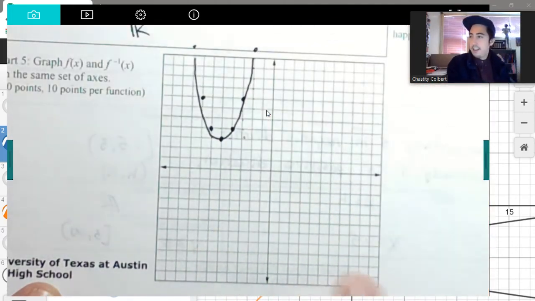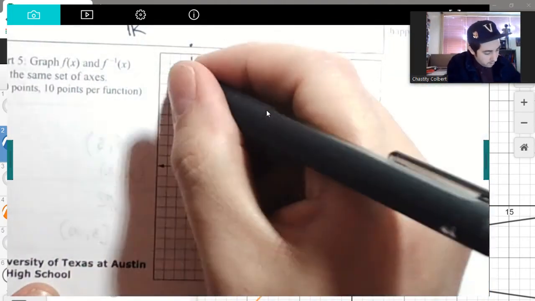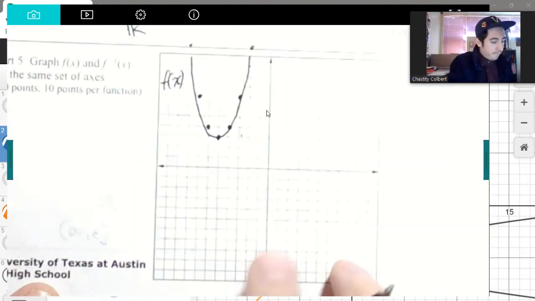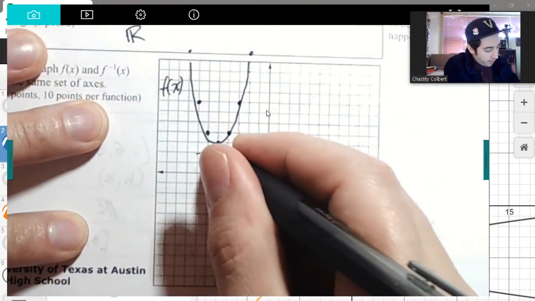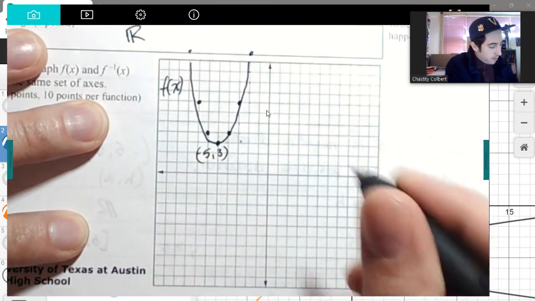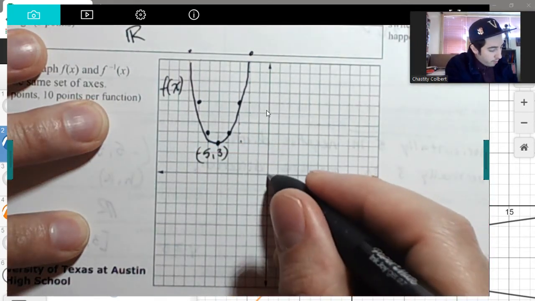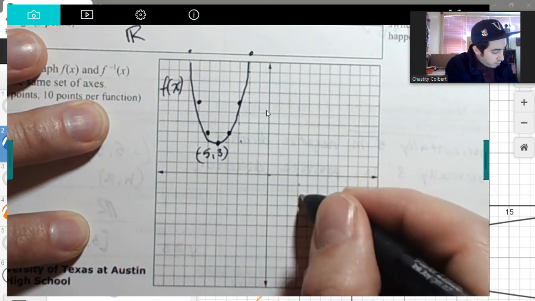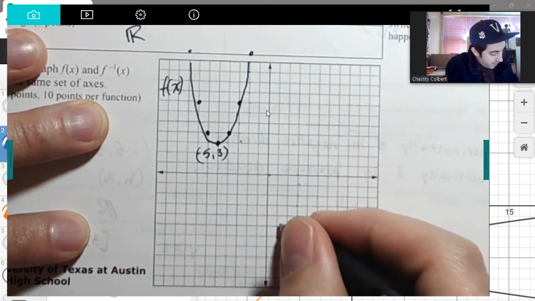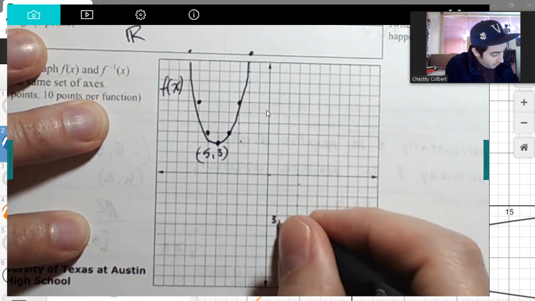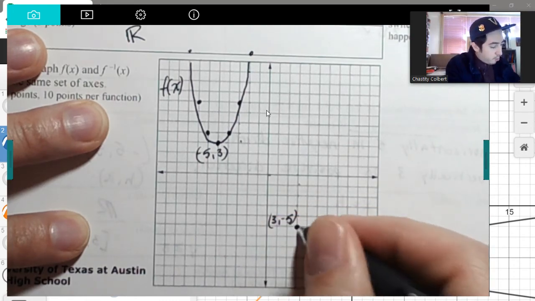Right, so there's that one. This is f of x. Again, notice the vertex is at negative 5, 3. So just go over now, flip it. Go over 3, then 5. That's going to be at 3, negative 5. You just flip these points.